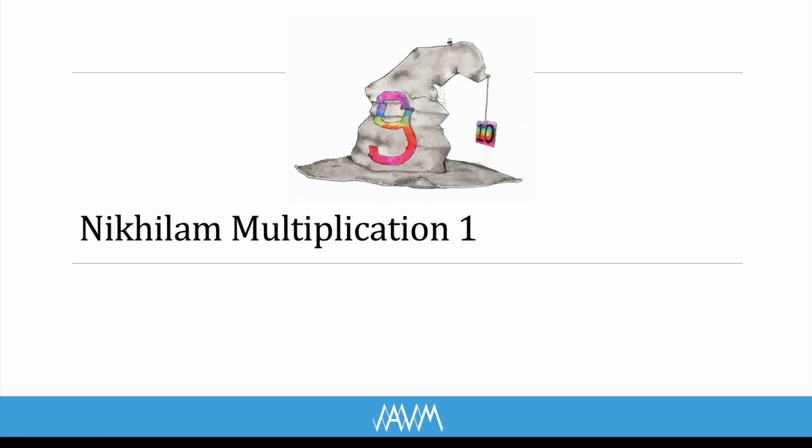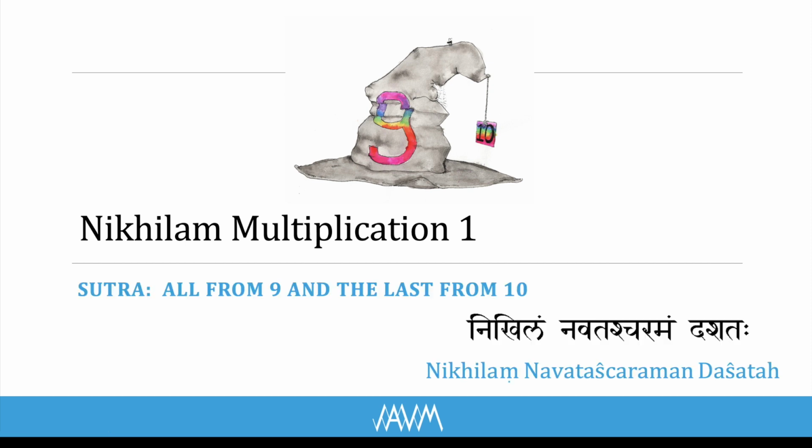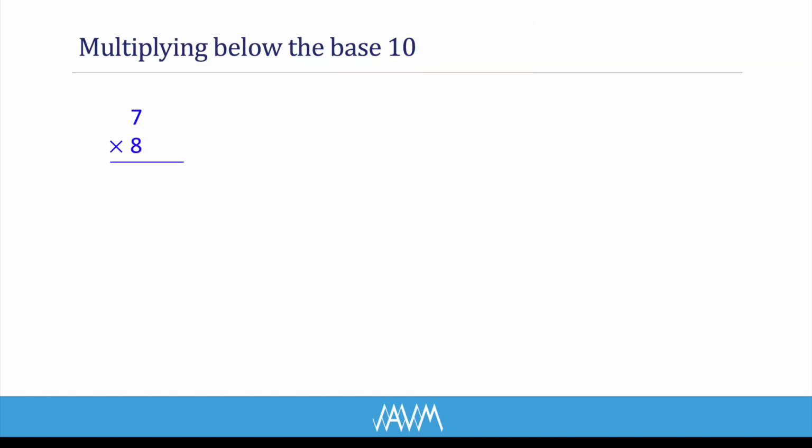Nikhilam Multiplication 1. This uses the sutra Nikhilam Navatash Charaman Dashatah, which simply means all from 9 and the last from 10. And this is used for multiplying numbers which are close to a base of 10 or 100 or 1,000 or any power of 10. Let's see how it works with a simple example.